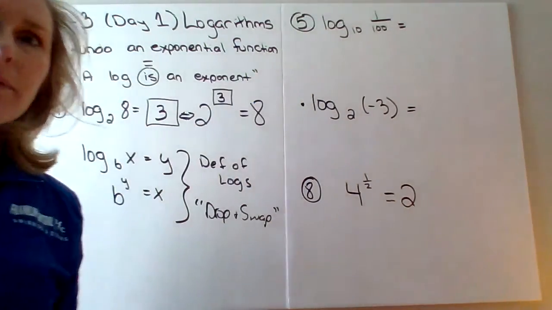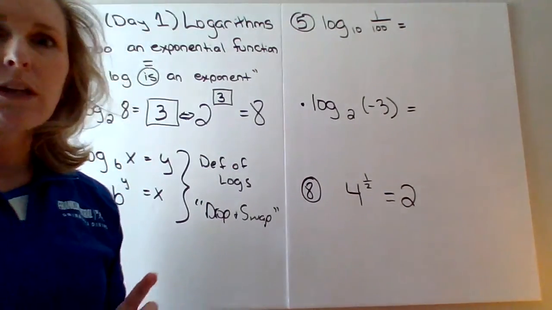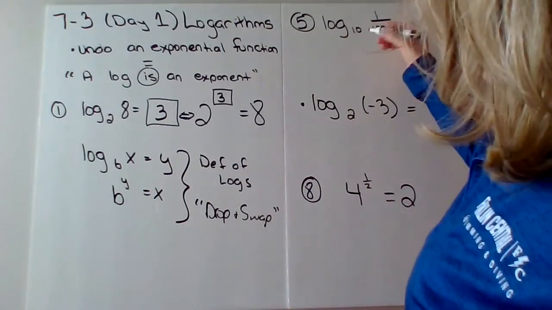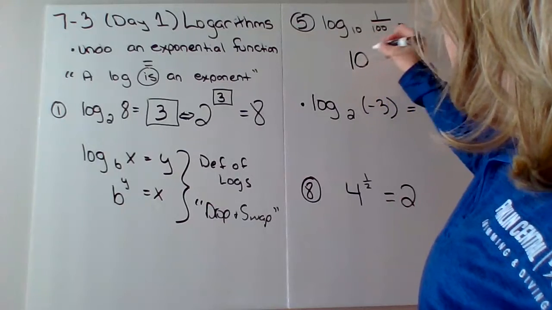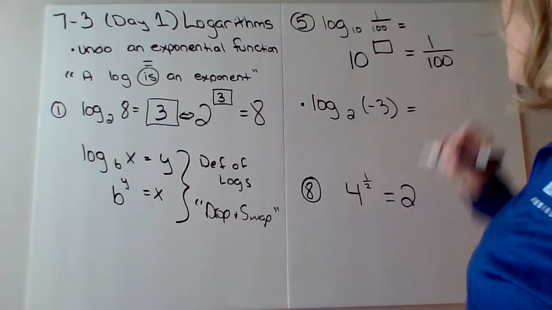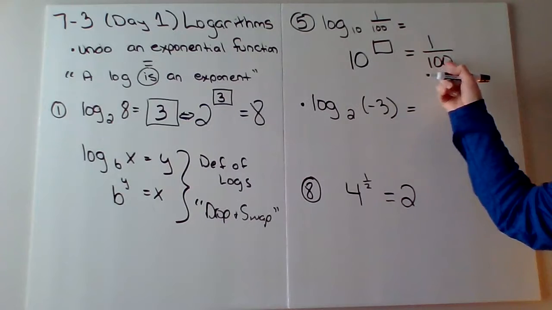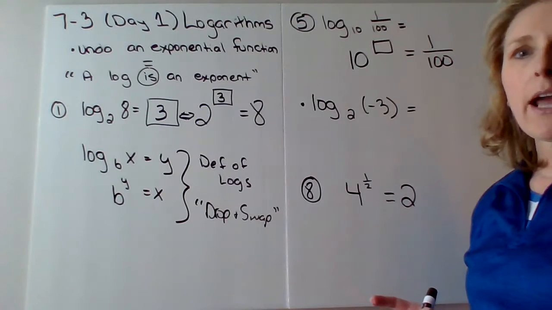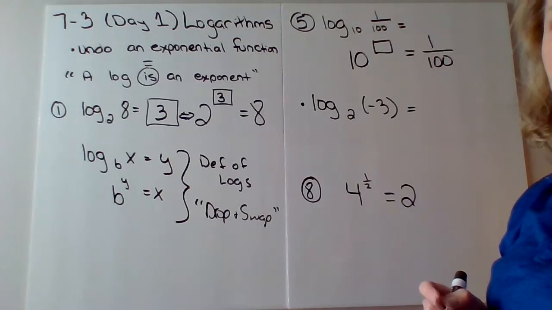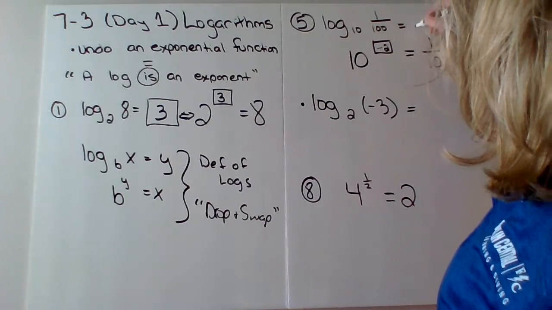Let's try another one. Log base 10 of 1/100th equals what? So if the log is the exponent, or we drop and swap, I have 10 raised to what power equals 1/100th. If I'm getting a fraction, that means it would have to be a negative number. And if I know that 10 squared equals 100, that would be -2.